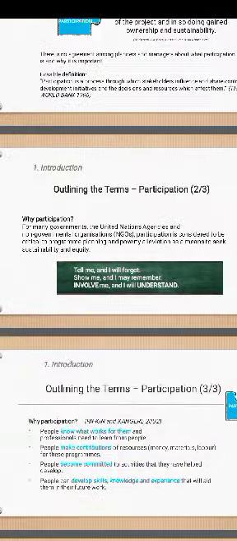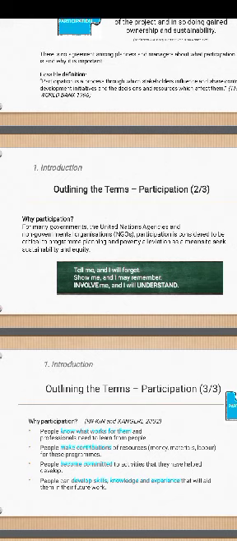1996. Outlining the terms, one of them is participation. Why participation? For many governments, United Nations agencies and non-governmental organizations (NGOs), participation is considered to be critical to program planning and poverty alleviation as a means to seek sustainability and equity.